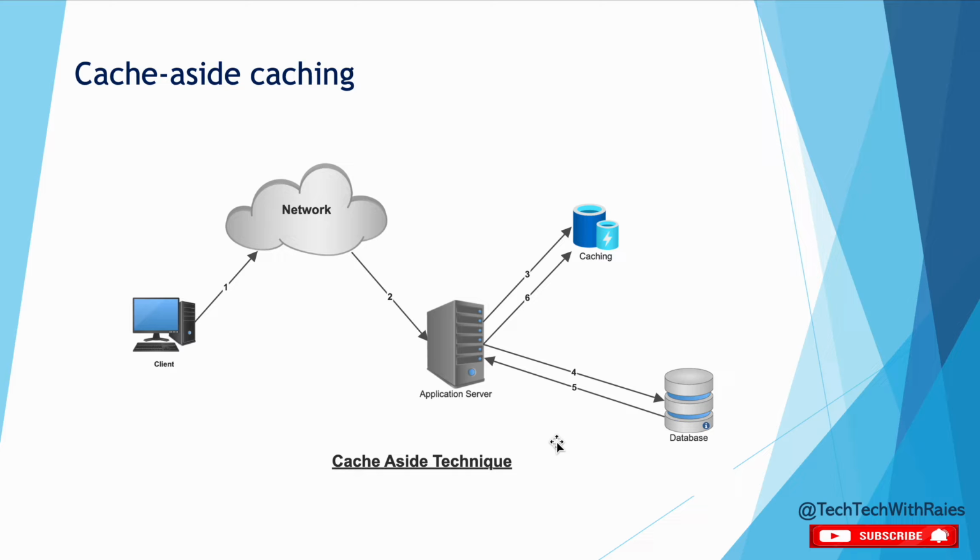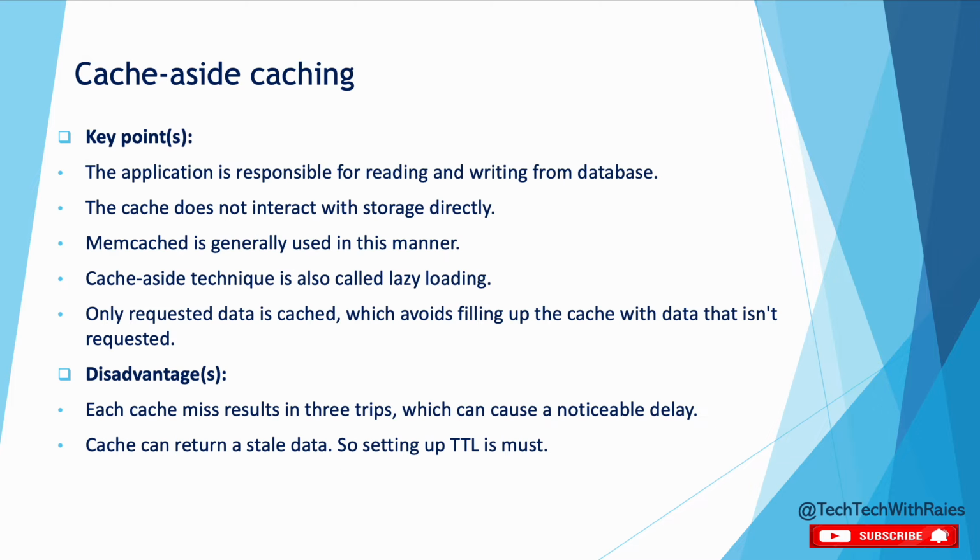A few things to note here. First, this particular technique will be mostly used for reading of the data. And one thing to note is that the caching layer is not directly interacting with the database. It is the application that is responsible for reading or writing to the database and updating the cache. So the caching layer doesn't have any responsibility of updating the database. There are some benefits and disadvantages of this particular technique. Let us see in the next slide.